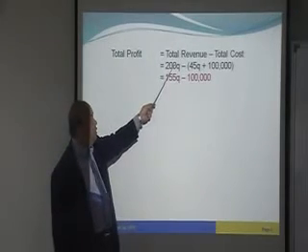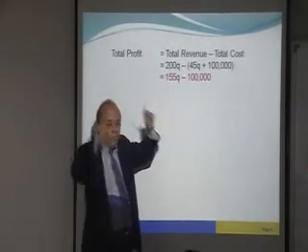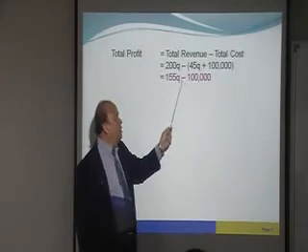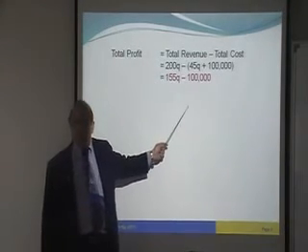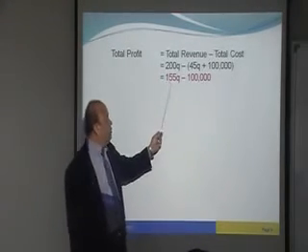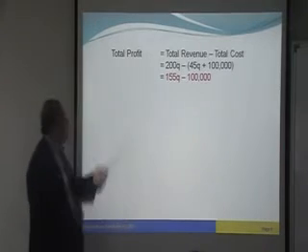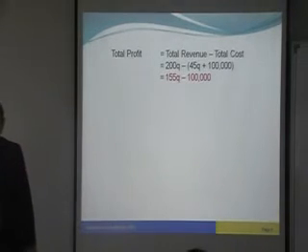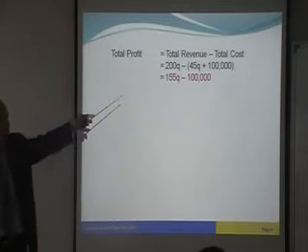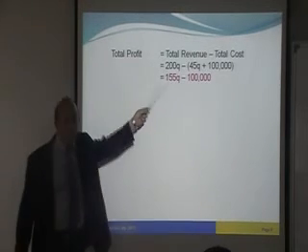So revenue we already know is 200Q minus cost, which is 45Q plus 100,000. This one you must put a bracket. If you don't put the bracket, then this will be a mistake, you will become positive here. So better put the bracket. So 200 minus 45 is 155Q minus 100,000. So this is the profit function. The profit function is an equation in terms of Q. In this case it is 155Q.